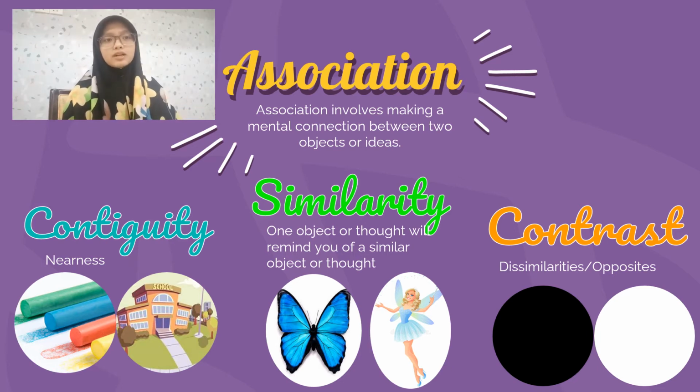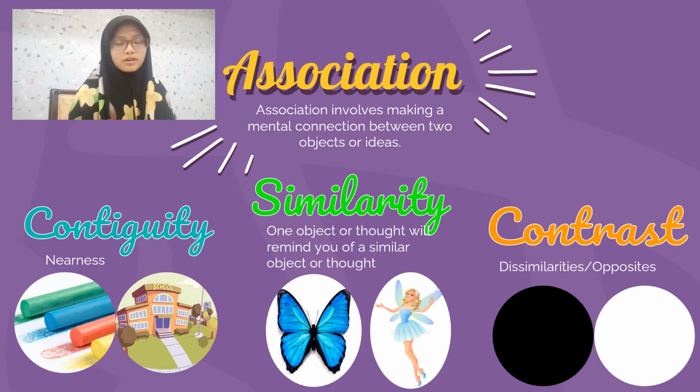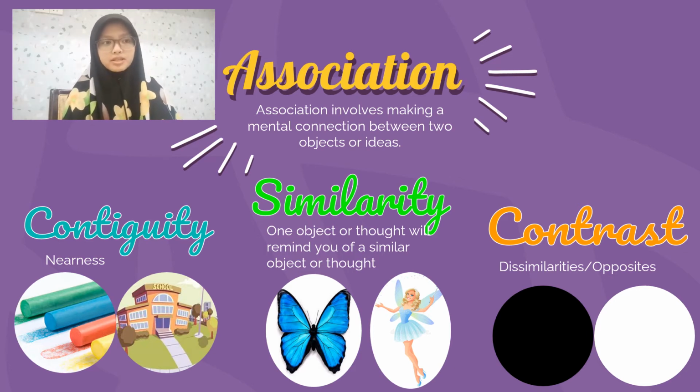Okay. The second one is similarity. Similarity is when one object or idea reminds you of a similar object or idea. For example, a butterfly and a fairy godmother. What is the similarity between these two pictures? Yes, they have wings, which help them to fly. That is the similarity that these two pictures have.